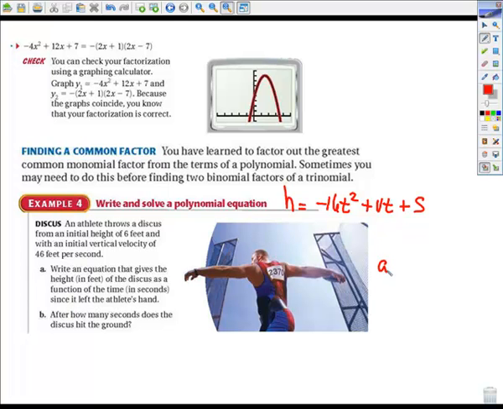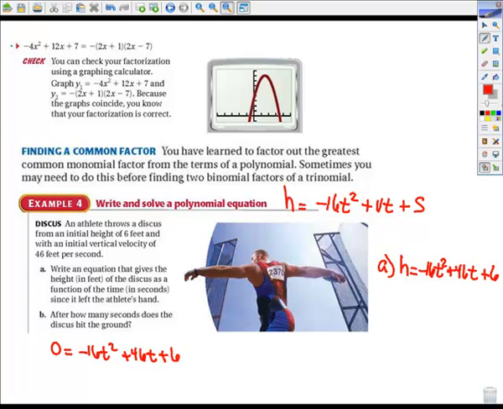So part A, I've got my height equals negative 16t squared. The initial vertical velocity is 46 feet per second, so 46t, and the initial height is 6 feet. So here's the original equation. It says after how many seconds does the discus hit the ground? So we want to know when it is at 0. So negative 16t squared plus 46t plus 6.